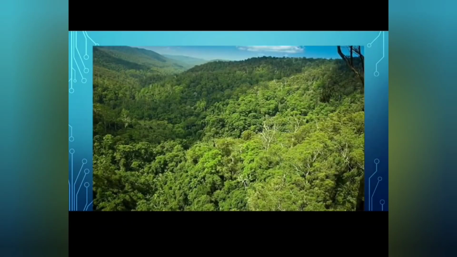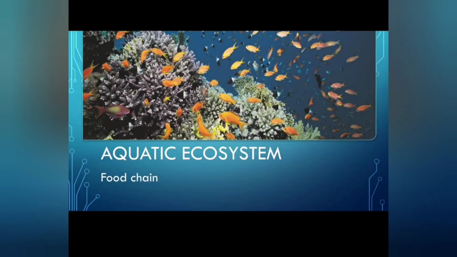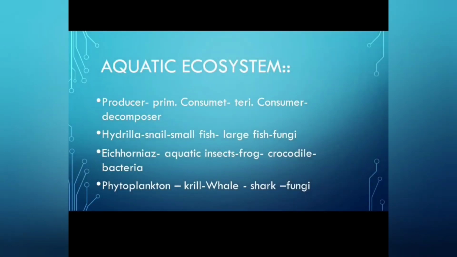This is the picture of the evergreen forest ecosystem, where you find big trees which are evergreen. Now this picture shows the aquatic ecosystem. Let us see some examples of the aquatic ecosystem.